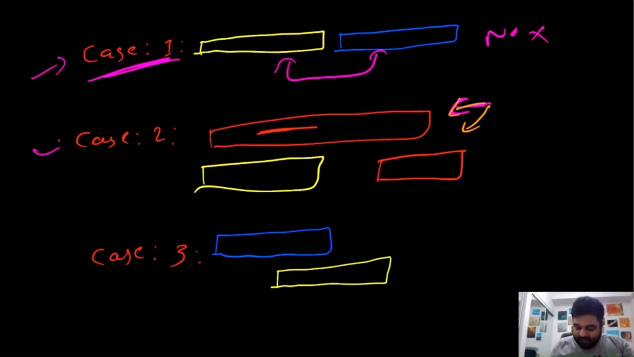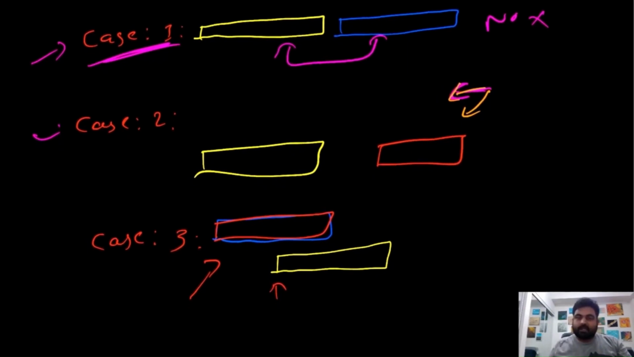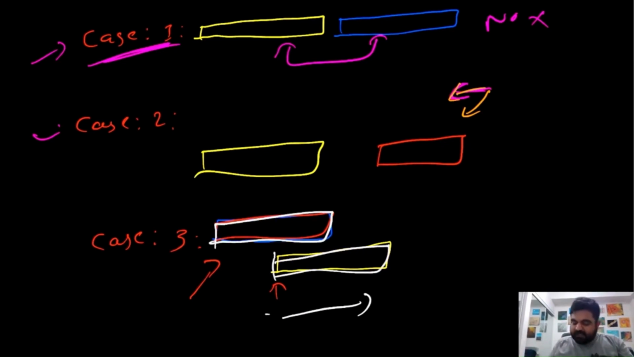So that is why the strategy should be to always remove the bigger interval. Now the question comes in a scenario like this, where the starting point of one interval falls before, and the starting point of the second interval falls somewhere in between. So what should be our approach in this scenario? In this scenario as well, what I'm suggesting is that we remove the interval that has the longer end point.